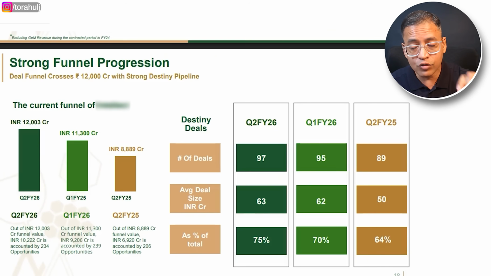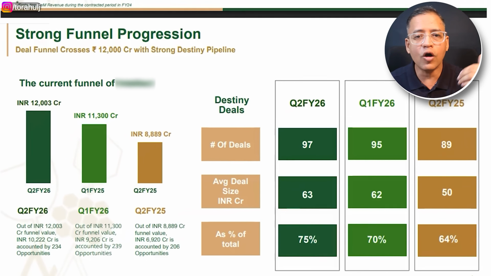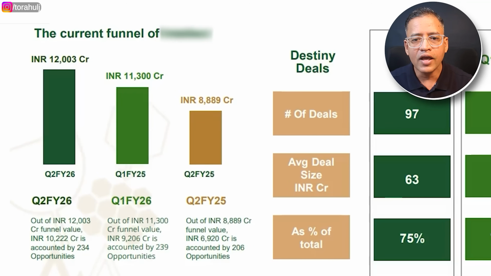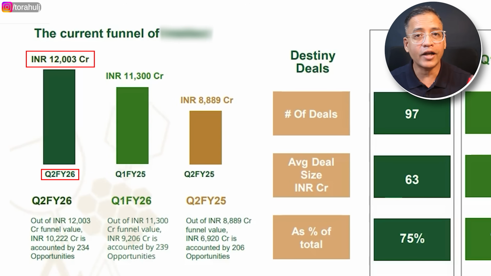Now, coming back to this particular stock here, look at the order book, or the deal pipeline. From Q2 FY25, where the deal pipeline was around 8,800 crores, it's now moved to 12,000 crores in a matter of a year, right? Q2 FY26 you are seeing. How much is this growth? I don't know. You can do the maths. Might be around 30-40% growth rate here, which is very, very good growth rate in my view, right?